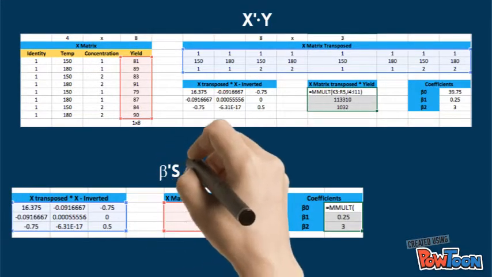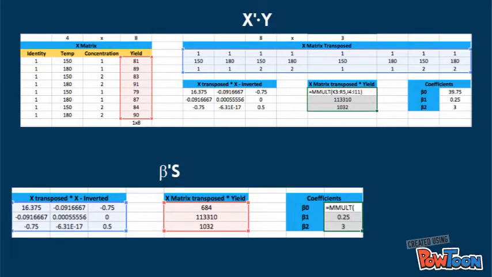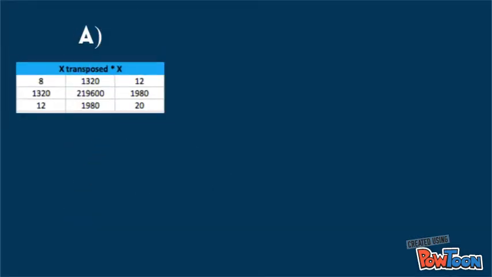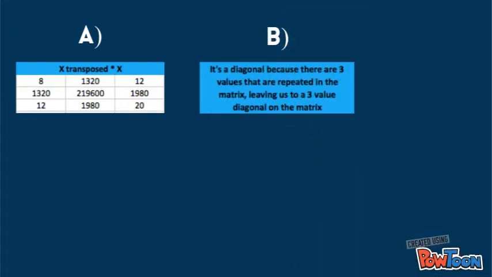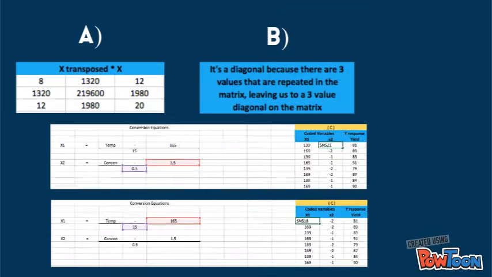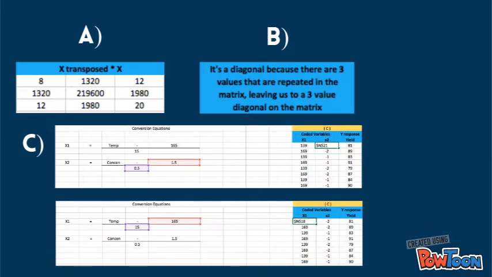And lastly, to get the betas, we multiply the inverse of X transpose times X by X transpose times Y, giving us a 1 by 3 matrix. Now that we have this format, we can use it to solve the other cases and start responding to the given items. First, letter A is the matrix of X transpose times X, and in letter B, we concluded it's indeed a diagonal matrix. In letter C, they ask us to change the natural to coded variables with the next formulas.